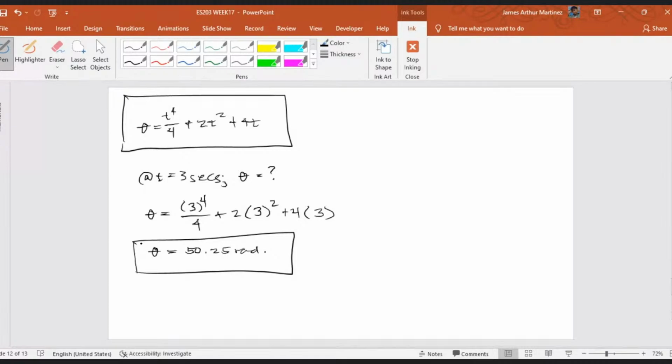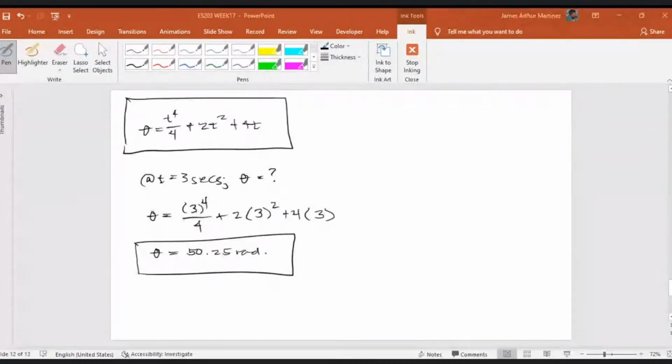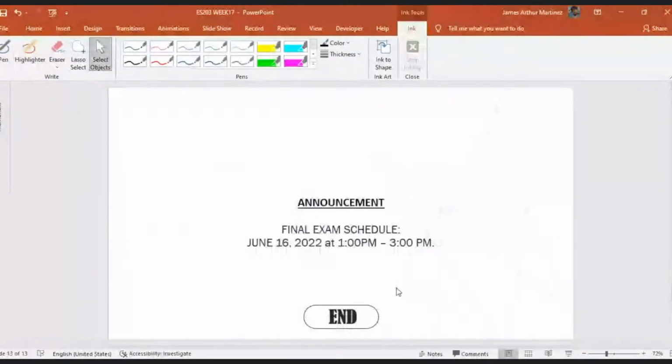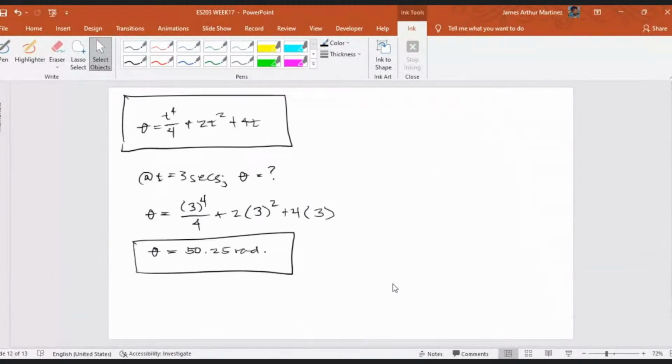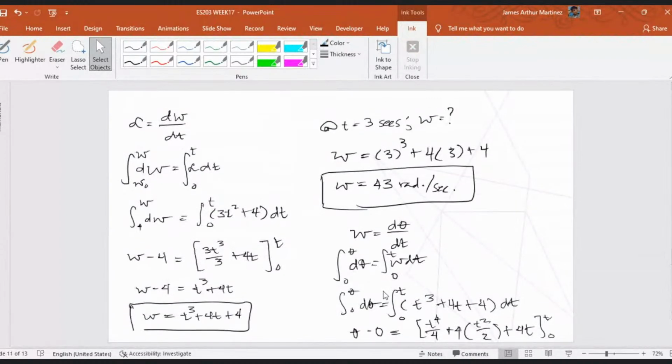By the way, class, the unit for angular displacement could be radians, degrees, or revolutions, but most of the time radians is preferred, to correlate angular displacement with linear displacement. So I think that's it for this session. Any questions or clarifications?